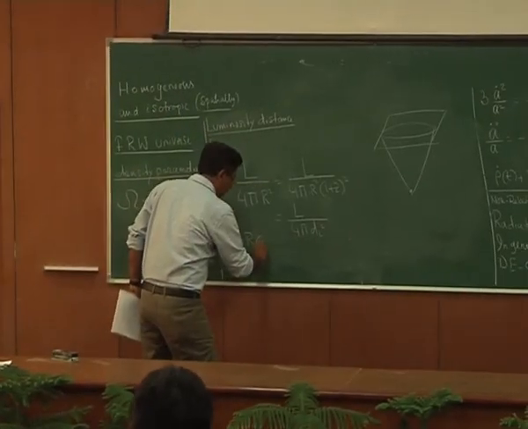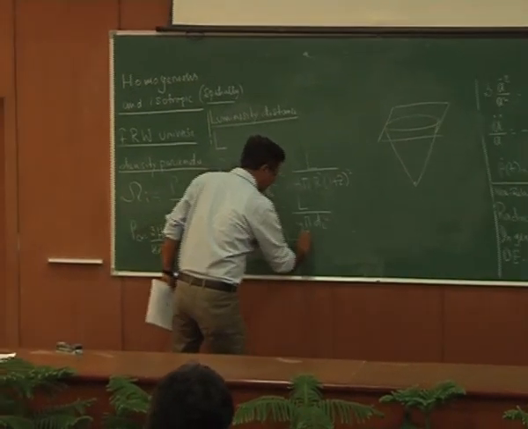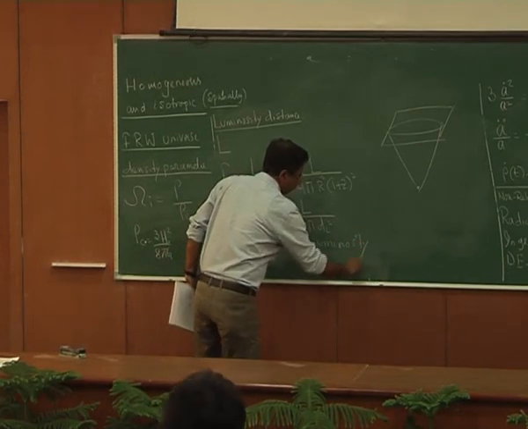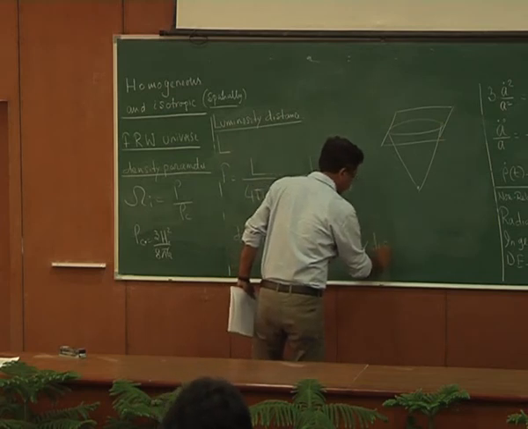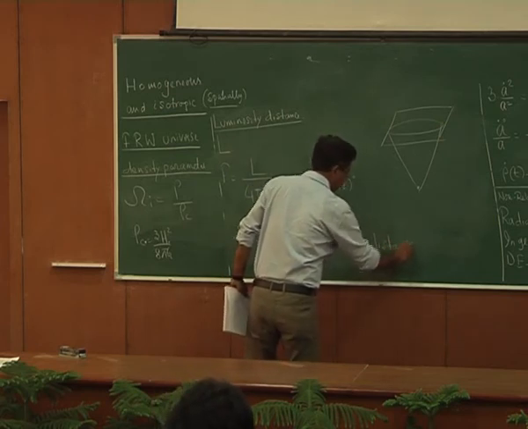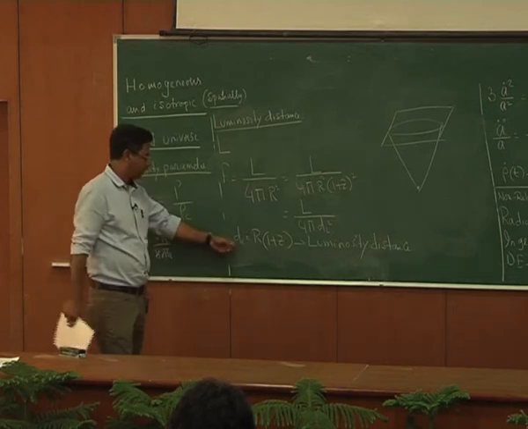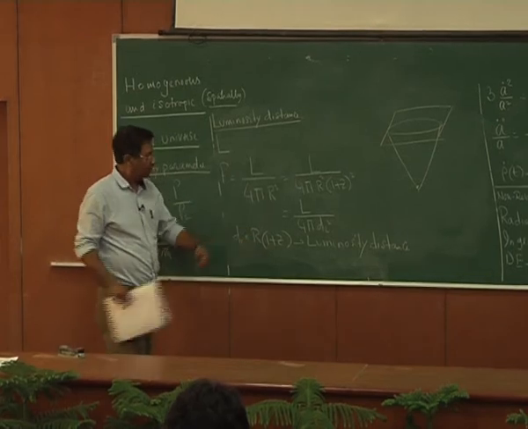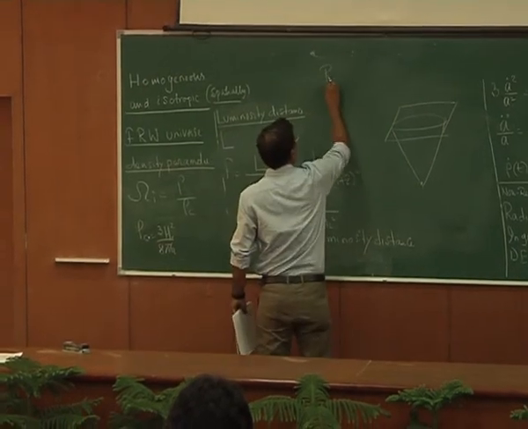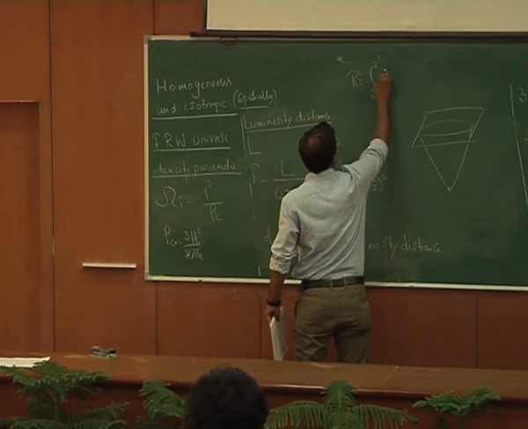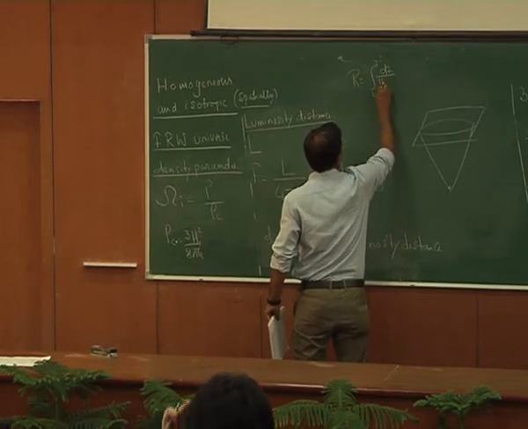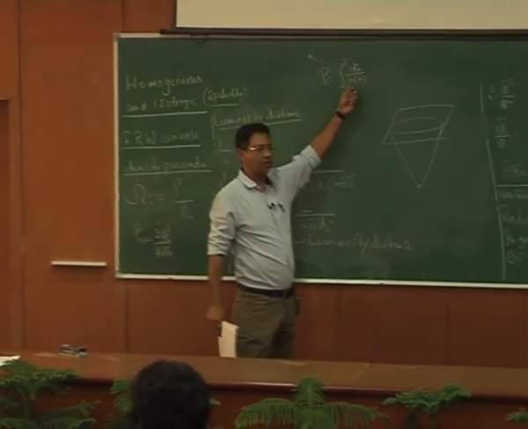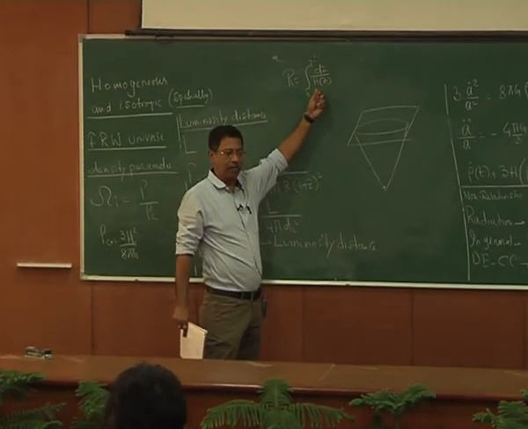This R into 1 plus z is called the luminosity distance. So that is the thing that we plotted for the supernova. Remember that this R is always the integral from 0 to z of dz by Hz, and this H has all the information of omega m naught, omega lambda naught, or omega k naught.